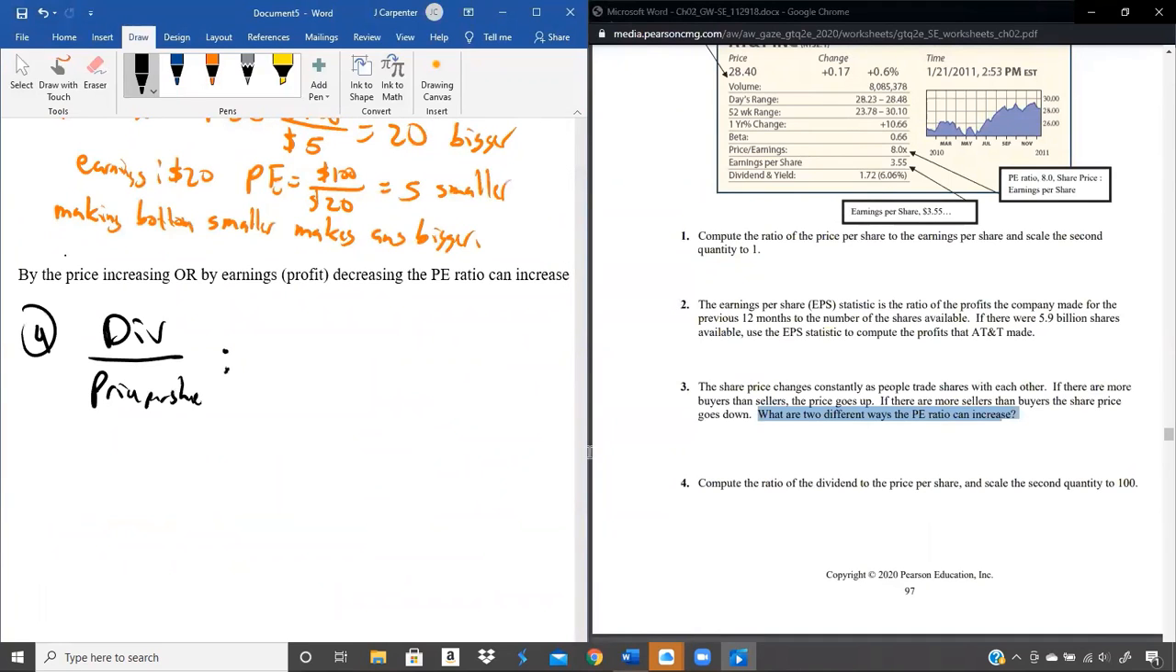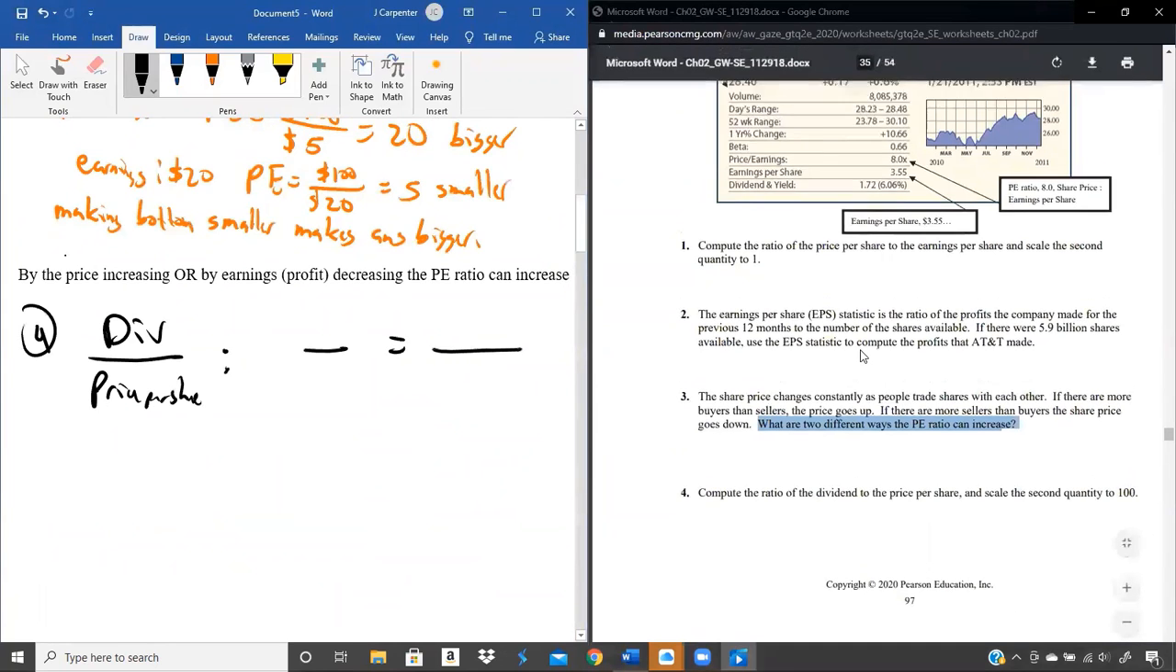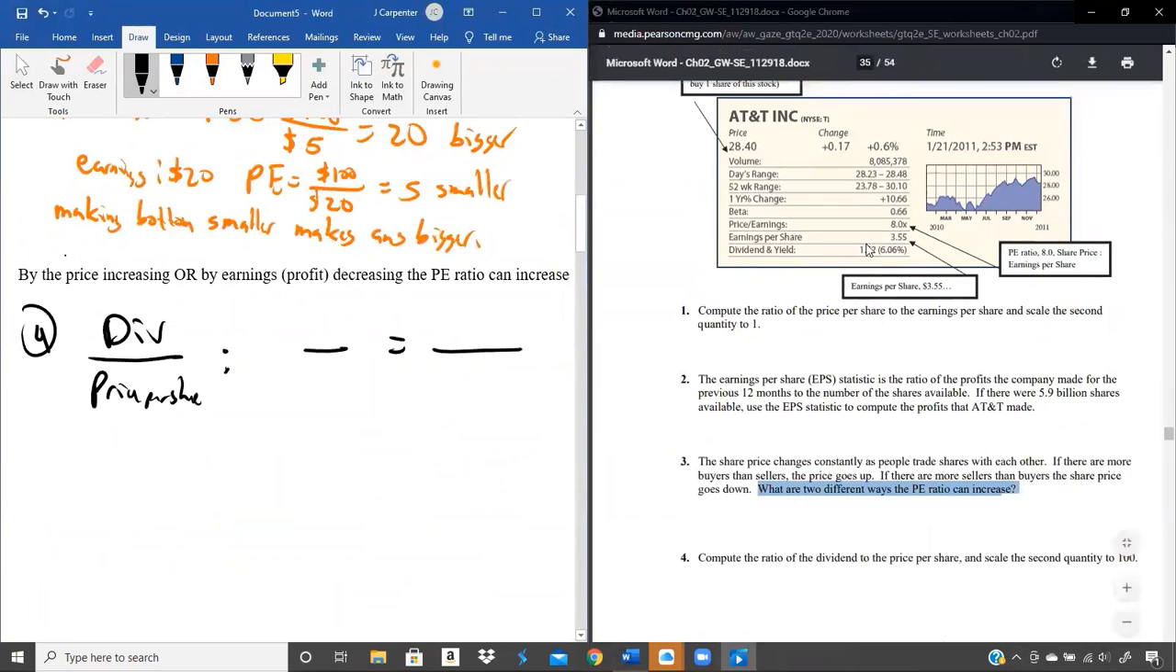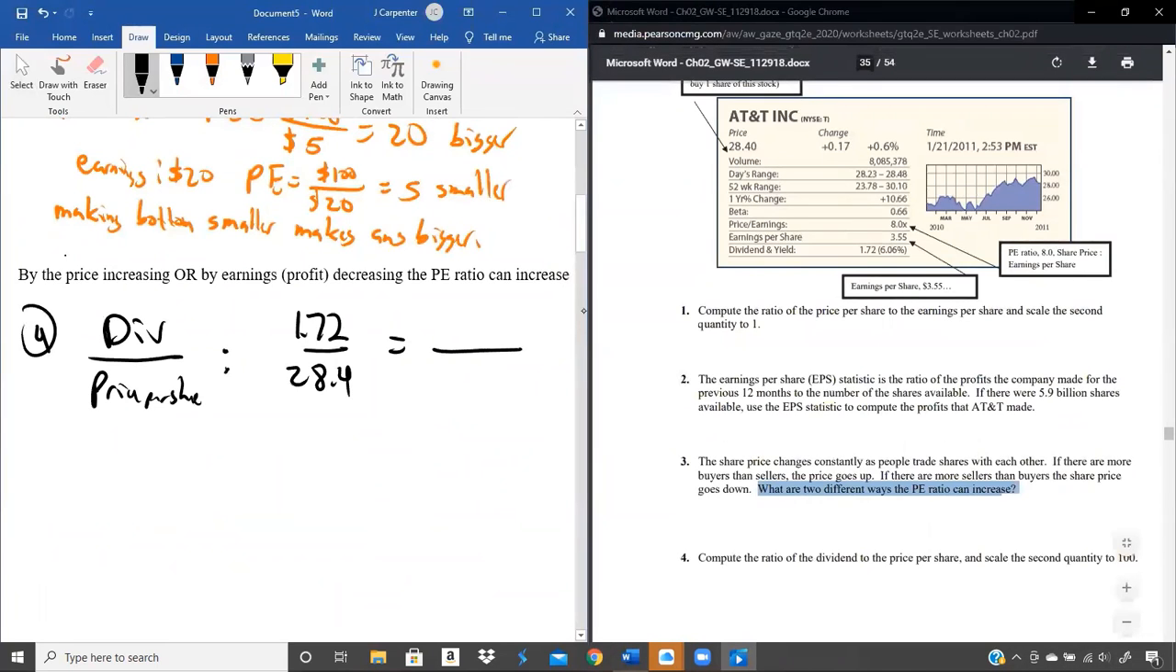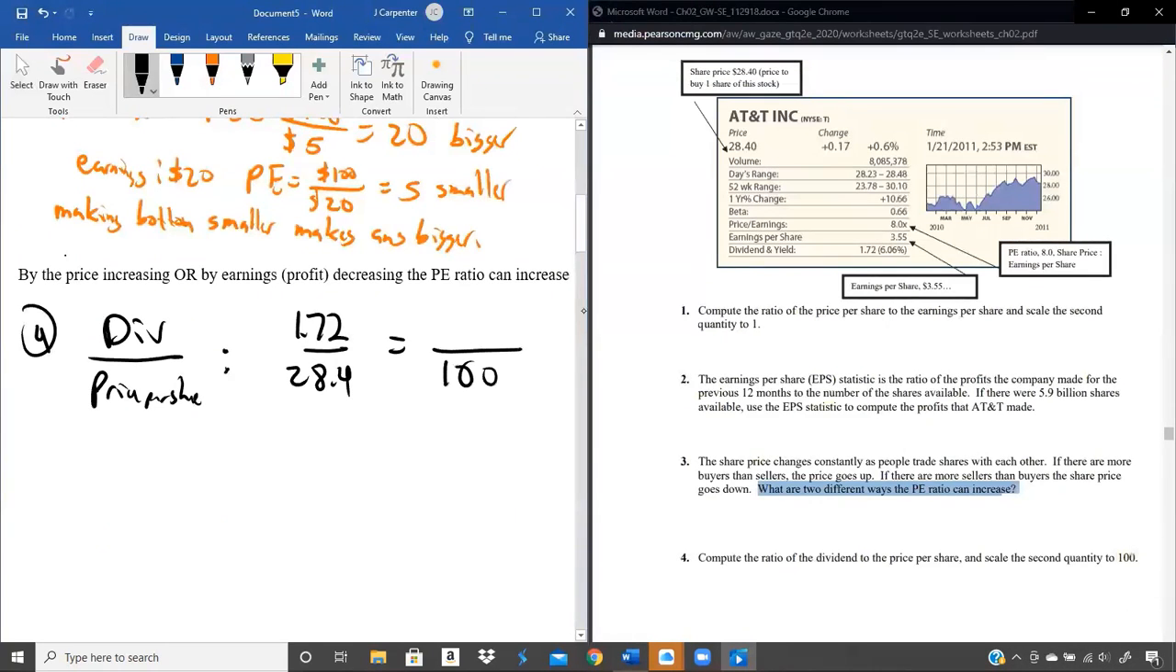So that's how we know what to set up. We're scaling something so we know it's a fraction equal to a fraction. The left one should be the dividend and price per share we extract from the table. What's the dividend? It's 1.72. Use your eyes. What's the price per share? It's 28.4. Use your eyes. Then we're scaling the second quantity to 100. Remember, when we scale things to 100, that's kind of turning one of these things into a percentage, basically.